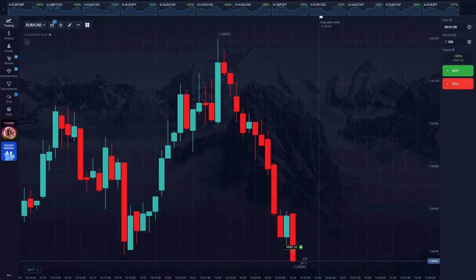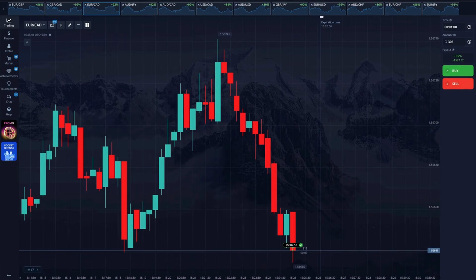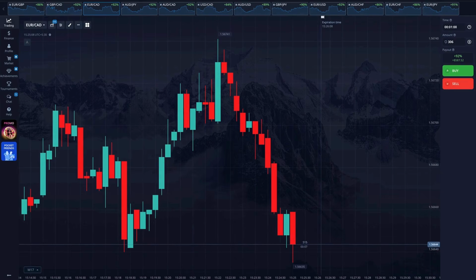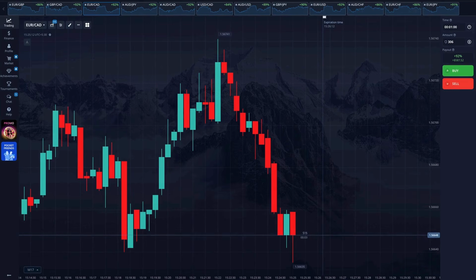As the 1-minute expiry approaches, the price continues to stay below the round number level, and the bearish momentum remains strong. Because of that, the trade closes in profit before the expiry ends.